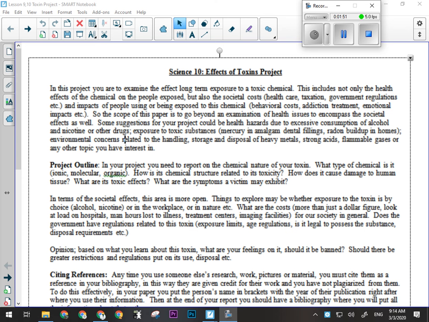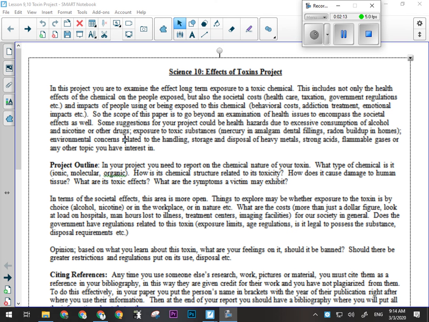Okay, that's also where you'll tell me things like when someone is exposed to this, either they breathe it in, or it's in their water, or whatever. Okay, you're talking about what it does to their body and how it affects them. Okay, that's kind of one part of the report. Chemical and what it does. Okay, the other part of the report is how does it affect everybody? Okay, how does it affect society?